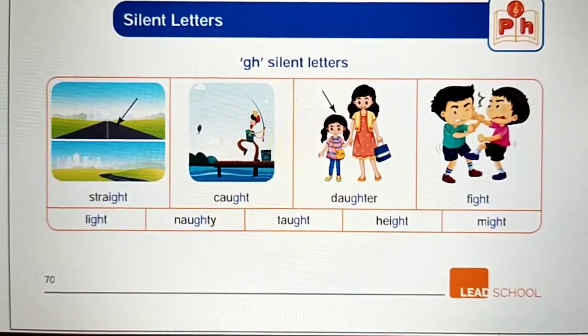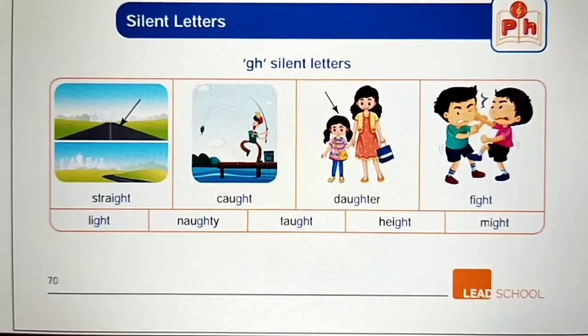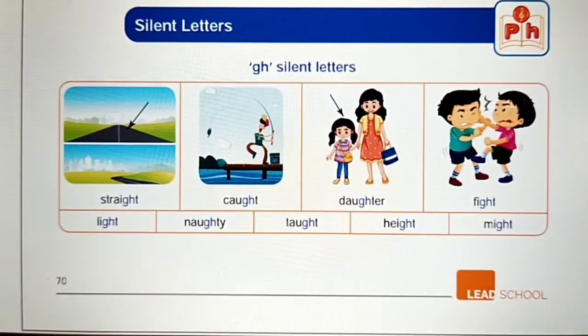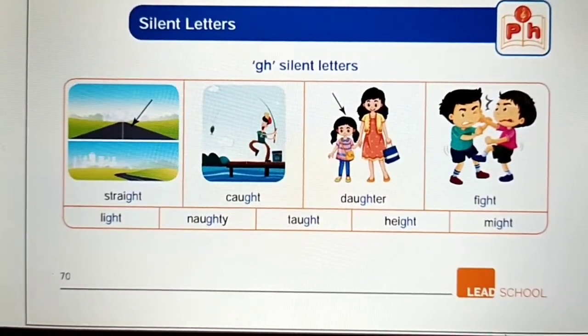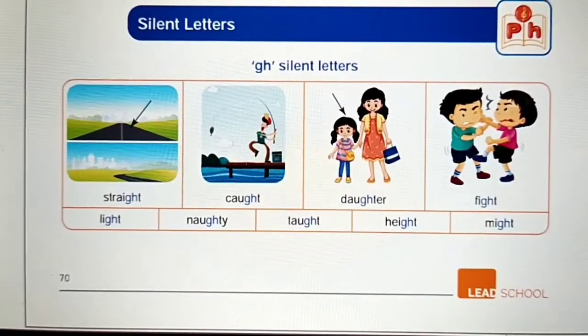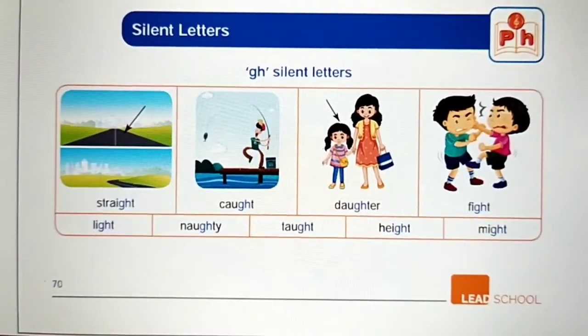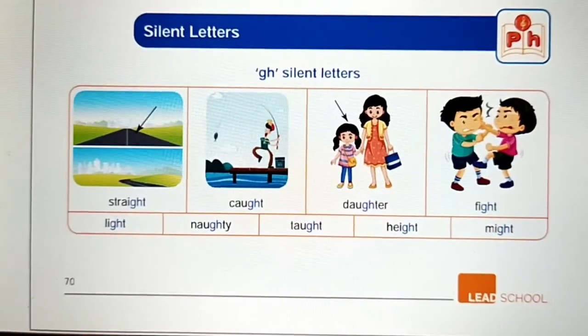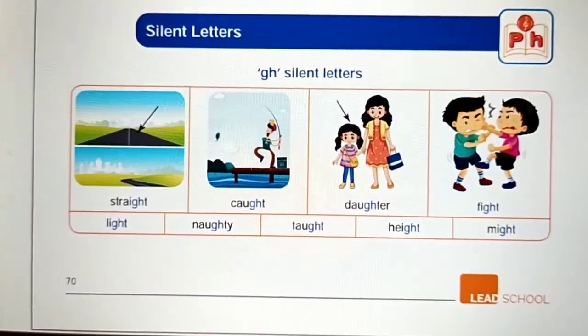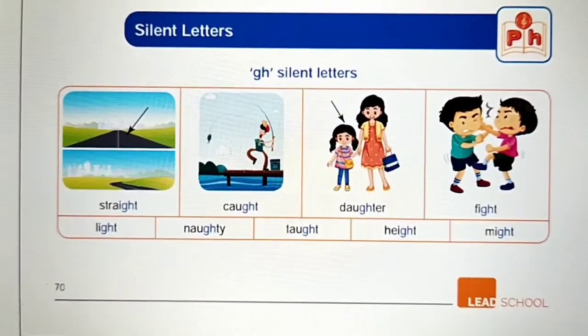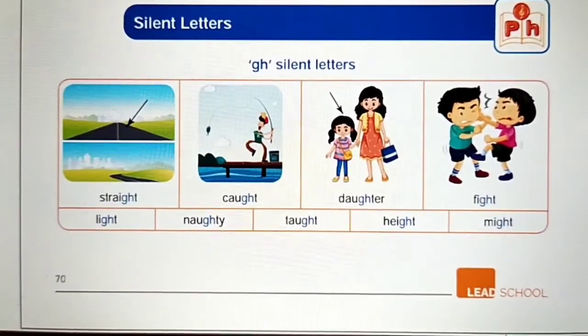Straight, S-T-R-A-I-G-H-T. Here G and H is silent. We will pronounce it as straight. Caught, daughter, fight, light, naughty, taught, height, might.